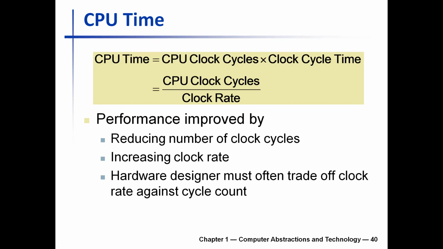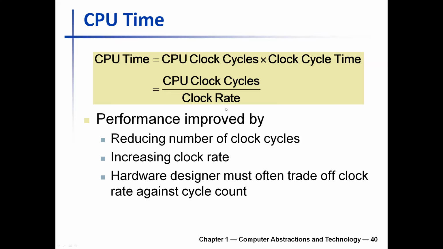But the catch is, these things are not entirely independent. These things are not mutually exclusive, right? If you try to reduce the number of clock cycles, there's a good chance that the clock rate would increase.